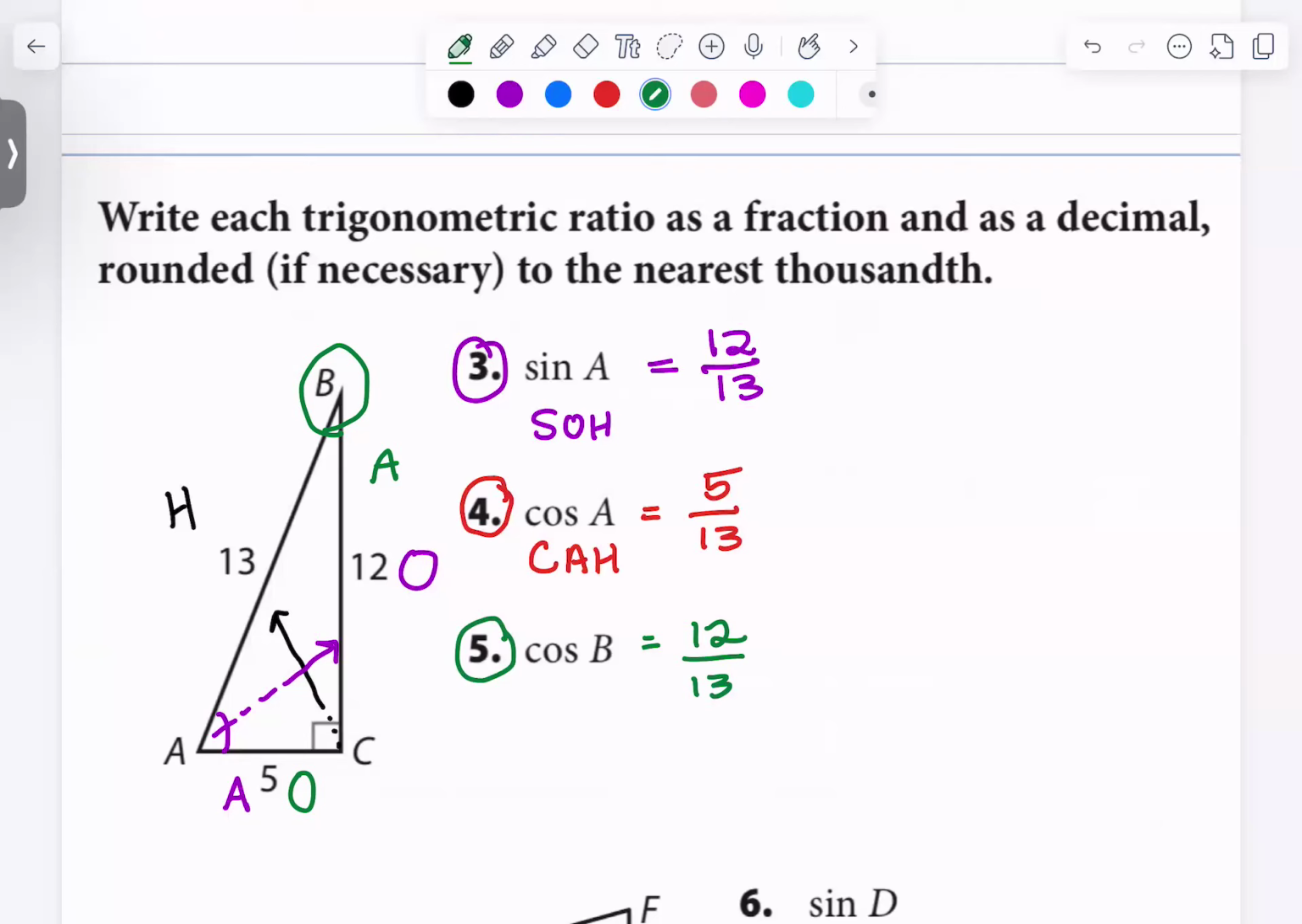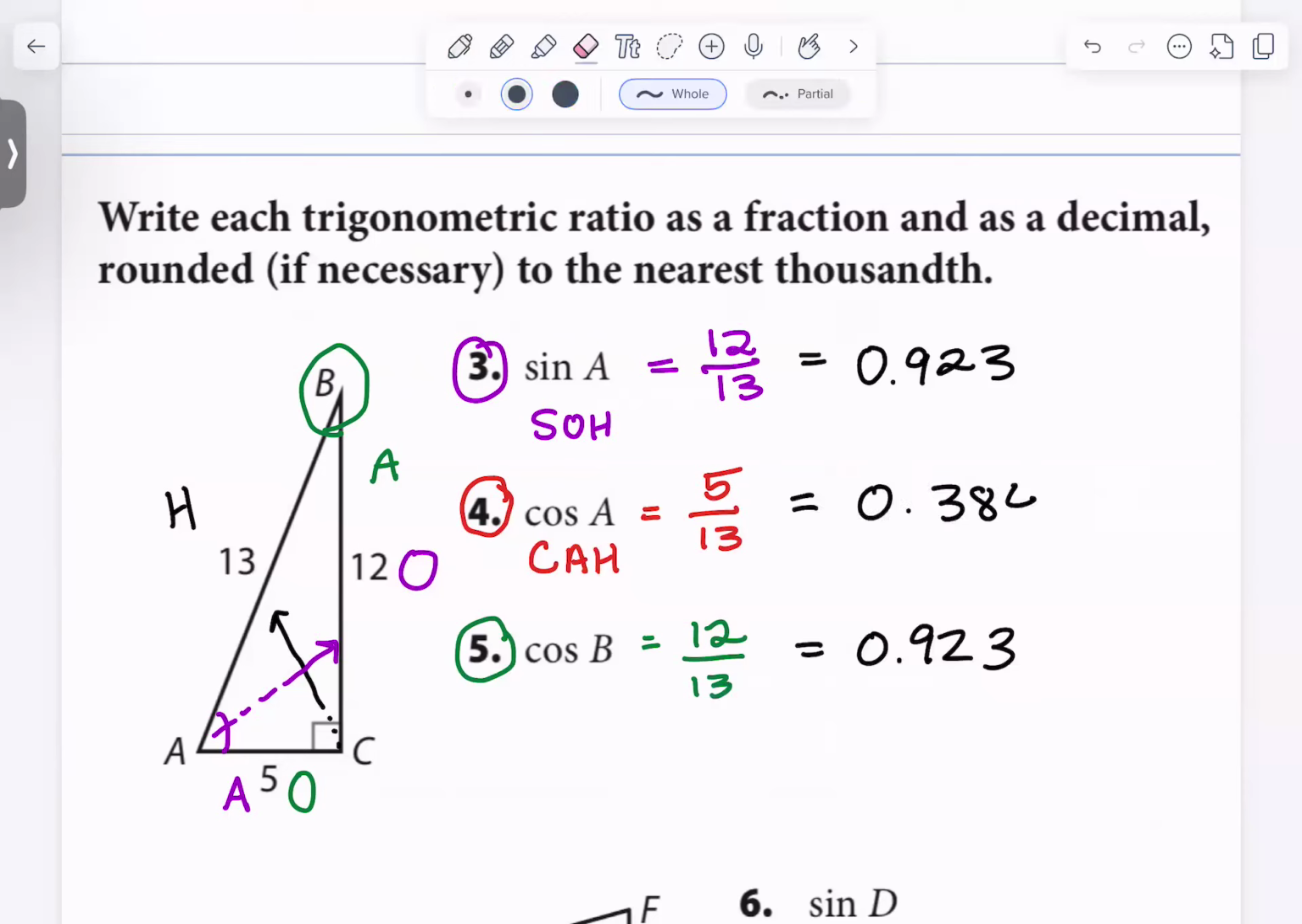And just getting these in terms of decimals to the nearest thousandth, 12 over 13 is 0.923. So this one is 0.923 as well. And then 5 over 13 is 0.385.